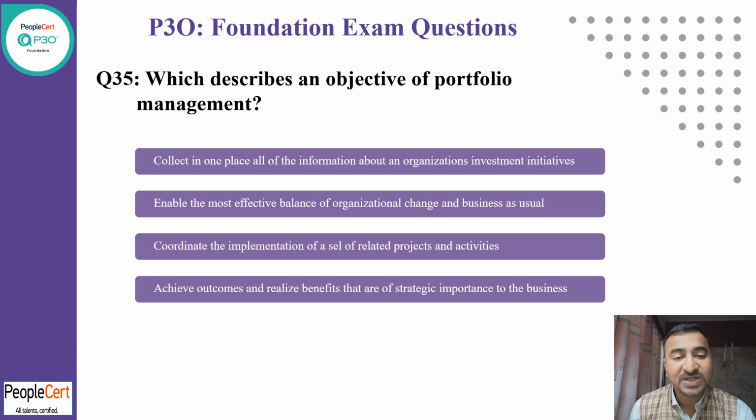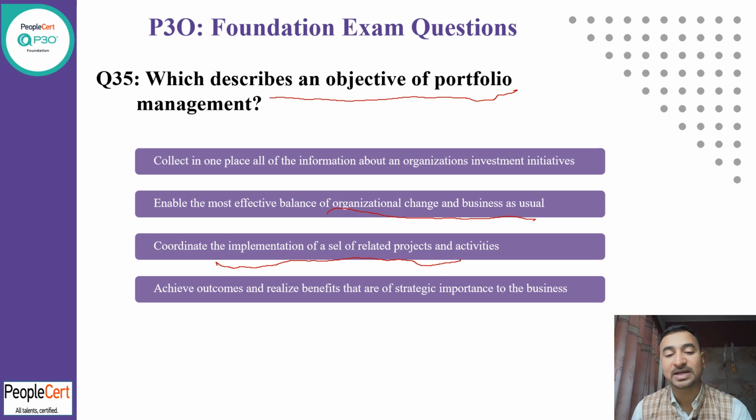Question number 35 says, which describes an objective of portfolio management? Now this is a very direct question. Let's understand one by one. Option A says, collect in one place all the information on organization investment initiatives. Option B, enable the most effective balance of organization change and business as usual. Option C, coordinate the implementation of a set of related projects and activities. I think it's related to program level. Option D, achieve outcomes and realize benefits that are of strategic importance to the business. Yes, that might be correct.